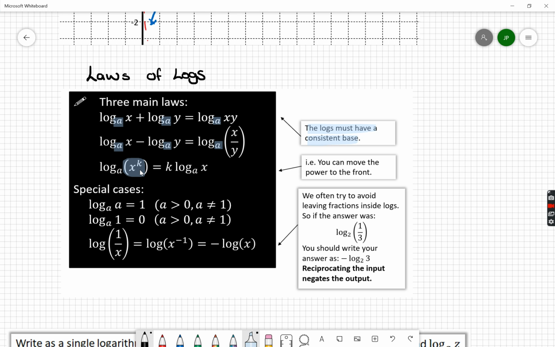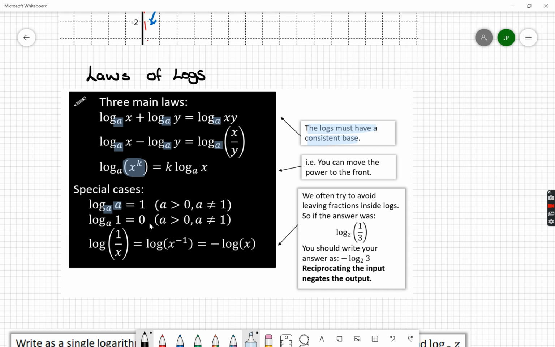A couple of special cases that are really helpful. Log base a of a. So if your base matches your number, you get 1 out. And if you log 1 of any base, you get 0. Obviously, providing you're not doing log base 1.